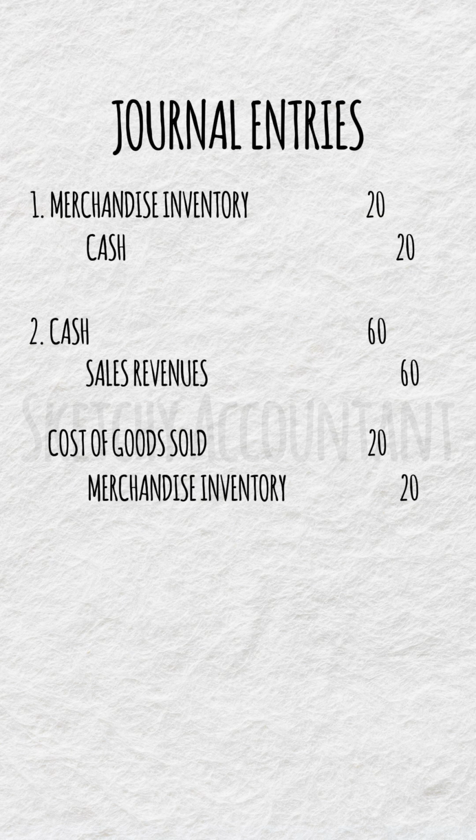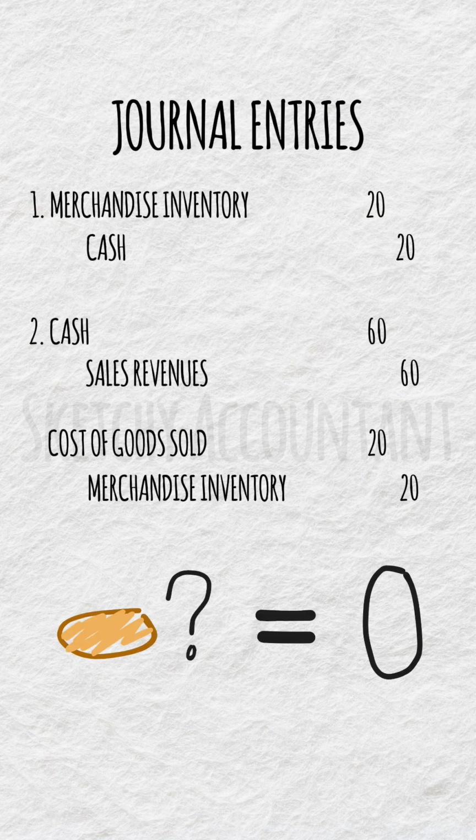Then a credit is made to the merchandise inventory account for $20 because in exchange for the $60 in sales revenue, Roger gave up $20 worth of bread, so we should reduce his inventory by $20 to show the actual balance left, and that balance is zero.